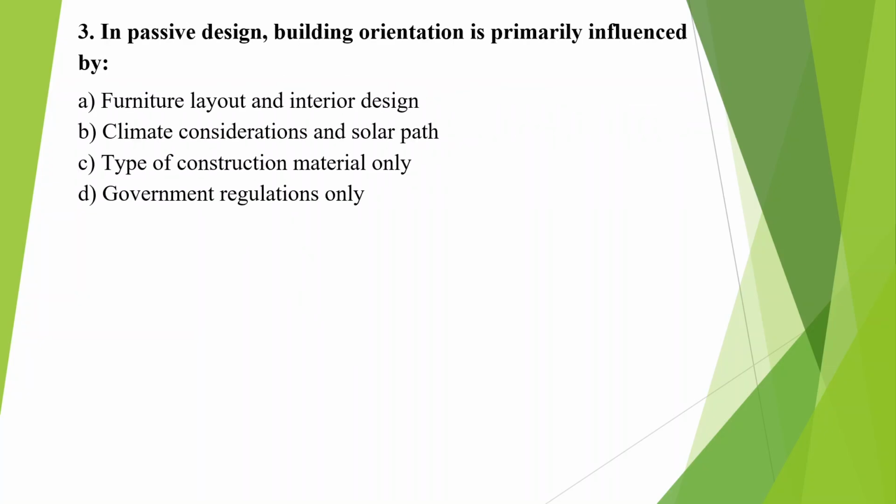So let's move to the third question then. In passive design, building orientation is primarily influenced by furniture layout and interior design, or climate consideration and solar path, or type of construction material only, or option D, government regulations only.